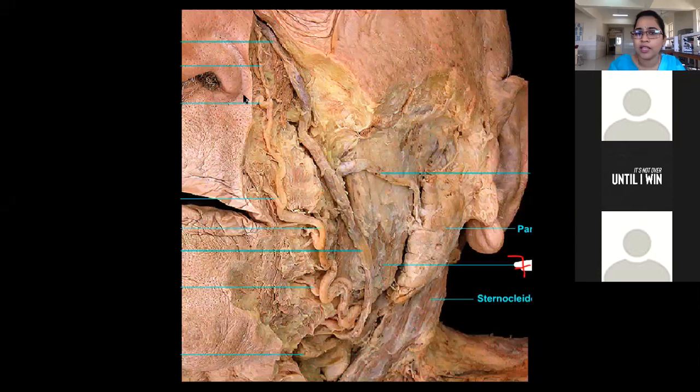The nasal branches are also called alar branches. Alar branches supply the ala of the nose. Ala means this region, the elevated portion of the nose. Ala, A-L-A, means wings. So, alar branches. After giving these three branches, the facial artery reaches the medial angle of the eye. At the medial angle of the eye, it anastomoses with what? It anastomoses with the ophthalmic artery.